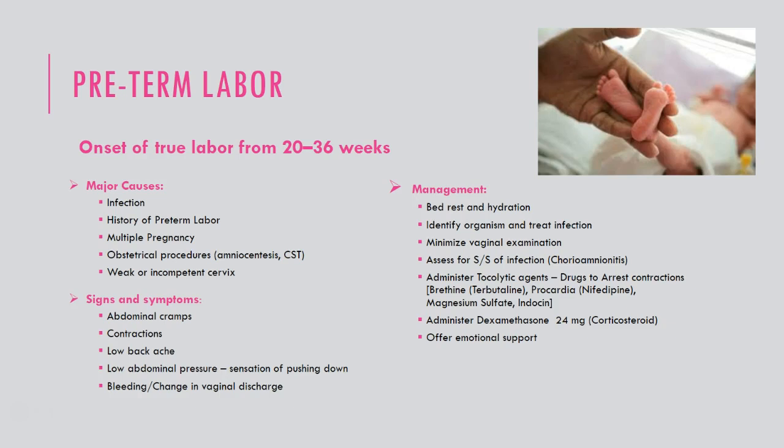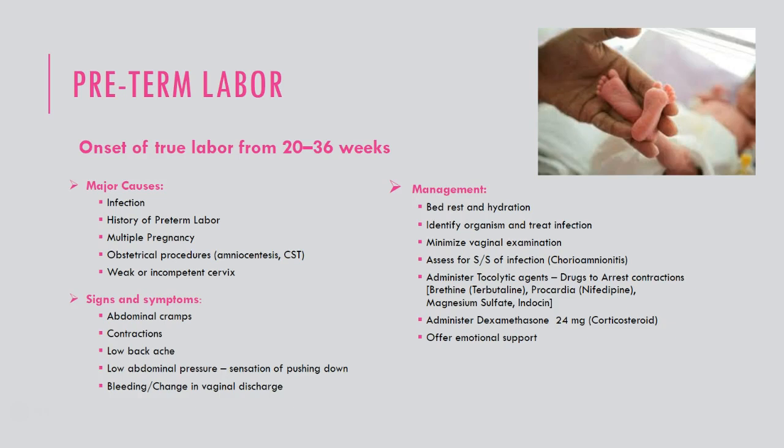We want to minimize vaginal examination for people who are in preterm labor because we don't want to stimulate the cervix or irritate things any more than they already are irritated. So we don't do sterile vaginal exams on these individuals as frequently as possibly we would for someone else who's in the intrapartum period. We always want to identify the type of organism that the patient is infected with if that's what we believe is causing the preterm labor, because we want to treat that in order to stop the labor.